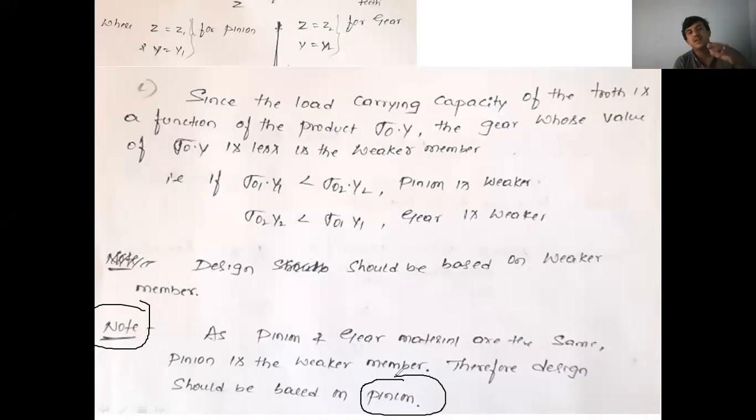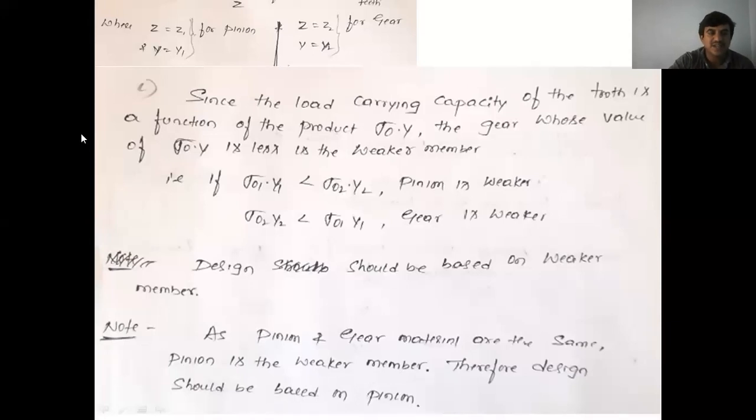Remember that one. Then read the problem carefully. If the problem itself says that both the gear and pinion are made up of the same material, cast iron or cast steel, then there is no need to construct the table and identify which one is weaker. Directly we can write that the pinion and gear are made up of the same material. Therefore, the weaker member is the pinion. Design should be based on the pinion. You can avoid the steps also, right? So remember this note.